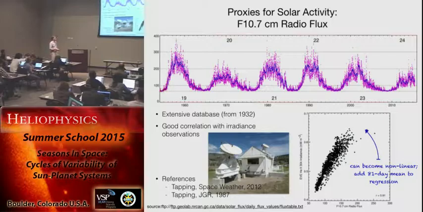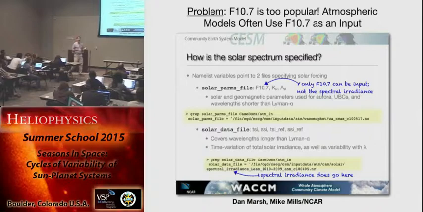Now, there's almost a problem with F10. F10 is potentially too good, in a sense. The measurements are so reliable, and they go back over basically the whole space age. People will parameterize their models in terms of F10. For example, the MSIS model that I was showing you in the previous talk, I showed you a plot of the irradiance and how that was being modulated, but that irradiance was not actually input into the NRL MSIS model for computing the thermospheric density, right?